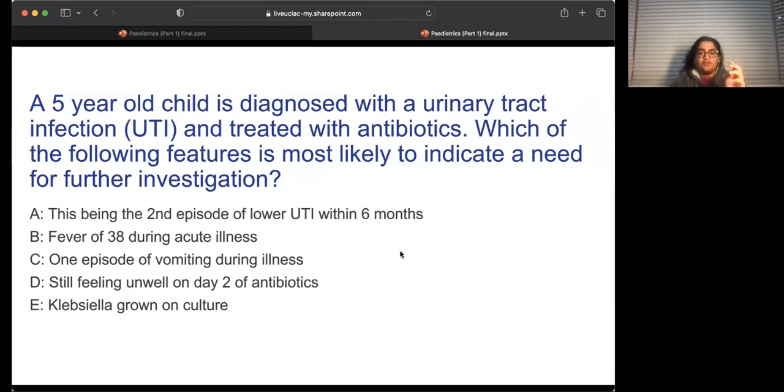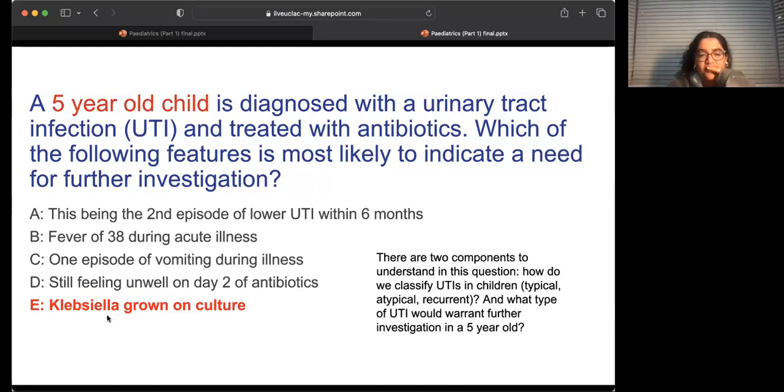Okay, so this I thought was a really hard question. I probably wouldn't have got it at your stage. But it's actually Klebsiella grown on culture. So I'll go through all the options. This being their second episode of a lower UTI within 6 months, that is not considered a recurrent infection. There are certain rules for recurrent infection, which we'll go through later, and then you'll understand.